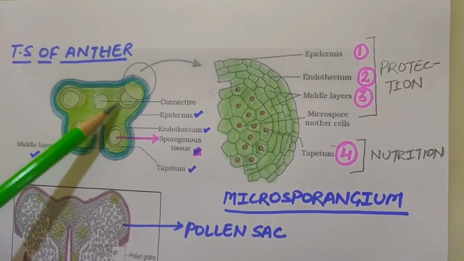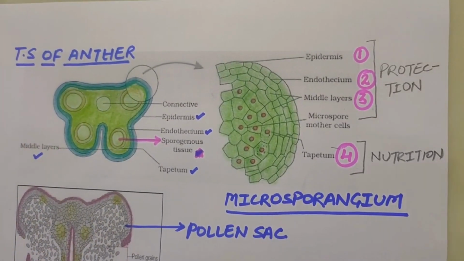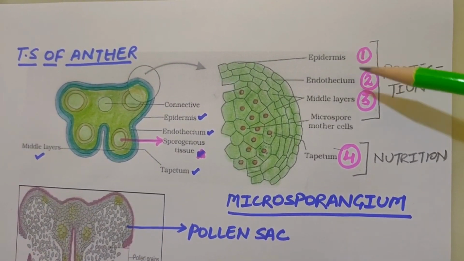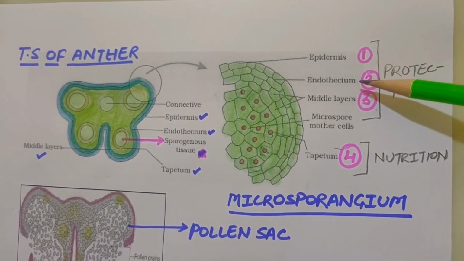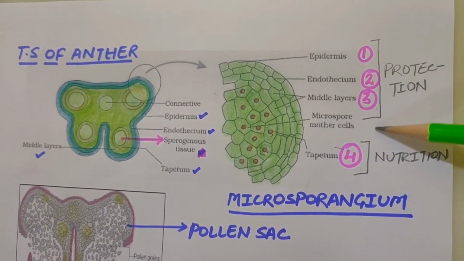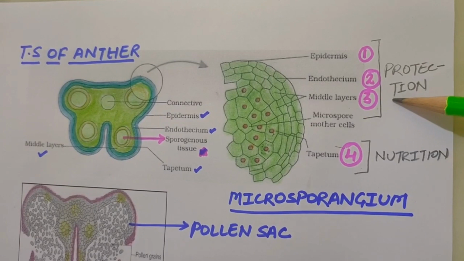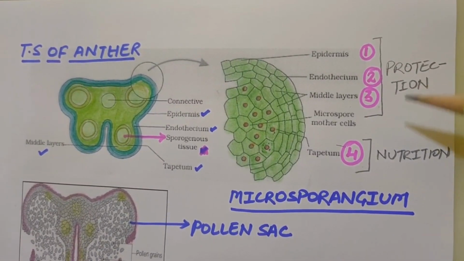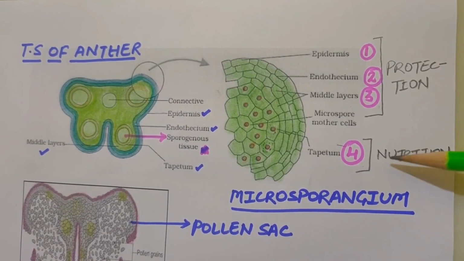अगर हम बात करें microsporangium के structure की, इसका TS अगर हम देखें तो आपको दिखाई दे रहा है कि ये circular है outline में और इसकी जो layers हैं उसको देखें. It is surrounded by 4 wall layers: epidermis, endothecium, middle layers and tapetum. Outer wall layers perform the function of protection and help in dehiscence of anther to release the pollen. The innermost wall layer is called tapetum.